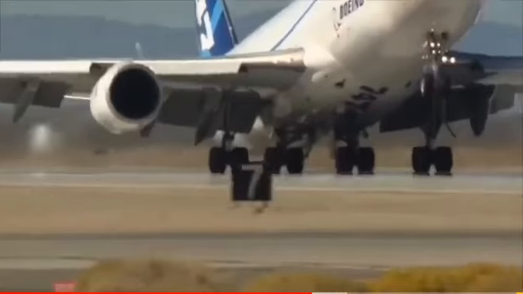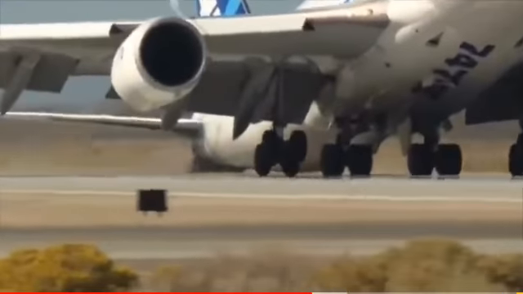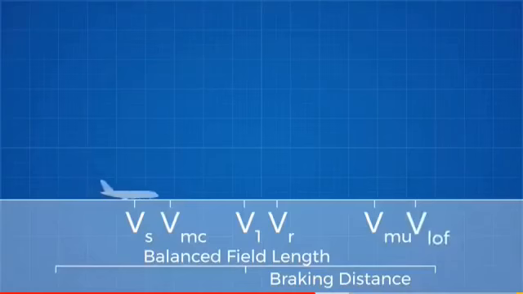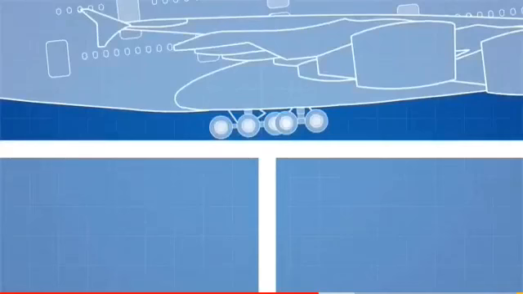And this is a video of a test pilot testing that speed. Since this would be incredibly uncomfortable, the actual takeoff speed is at least 10% higher than the minimum unstick speed. At this point, no part of the plane is touching the ground and it is officially airborne.